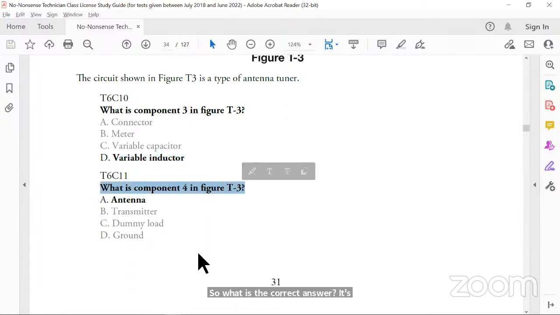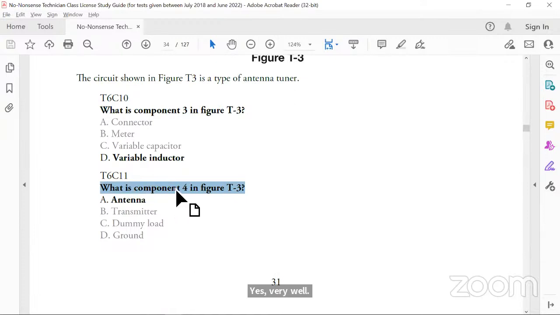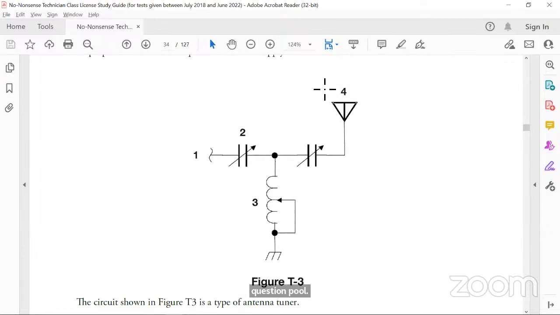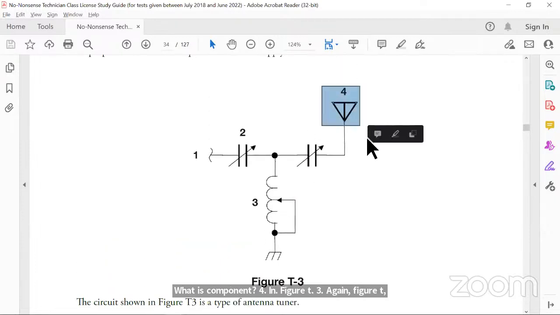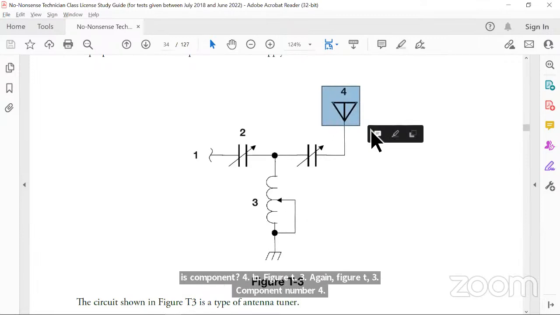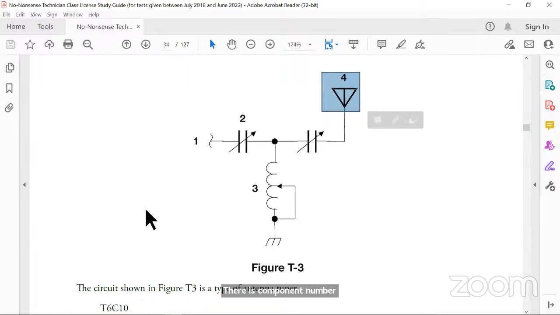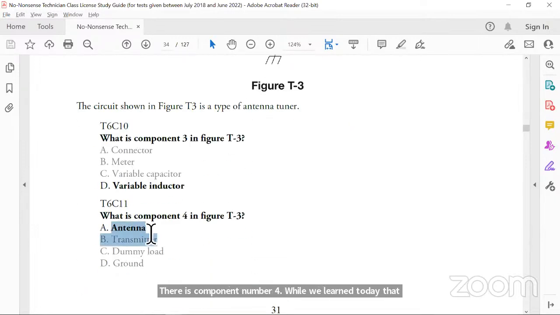Next question in the question pool. What is component 4 in figure T3? Again, figure T3, component number 4. Let's identify it. Let's highlight it. There's component number 4. Well, we learned today that that triangular symbol is the symbol for an antenna. So that is the correct answer. It's an antenna.